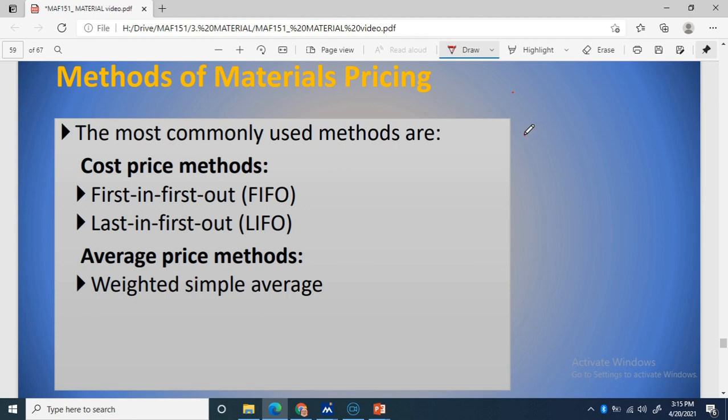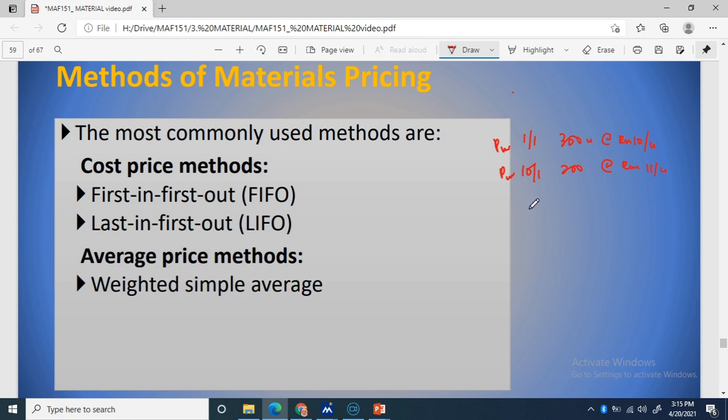Let's say on 1st of January, you purchase 300 units at a price of RM 10 per unit. And then 10 days after that, on 10th of January, you purchase another 200 units. The price has increased. At this time the price is 11 ringgit per unit. So this is when you purchase.